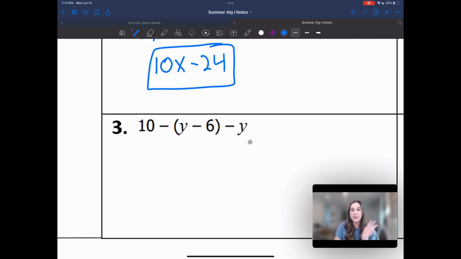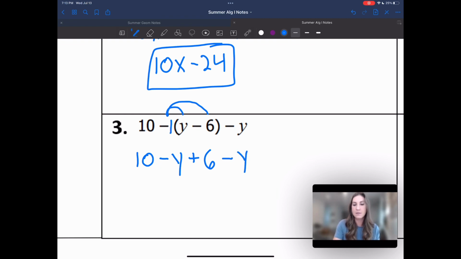Okay, looking through this one, I do have parentheses. I have a negative on the outside that I do need to distribute. If you want to put a negative 1 there to help you out, go for it. So I'm going to bring down my 10. And if I do negative 1 times y, that's just negative 1y, or just negative y. And I got negative 1 times negative 6, which would give me positive 6, and then I bring down this minus y.